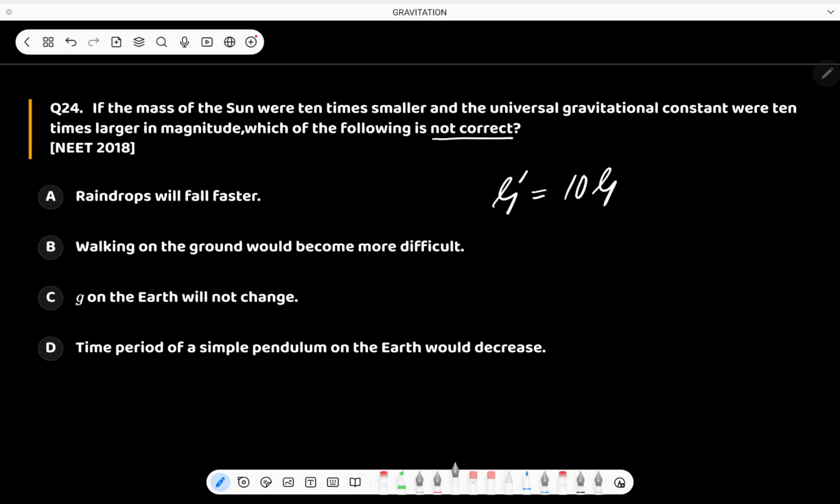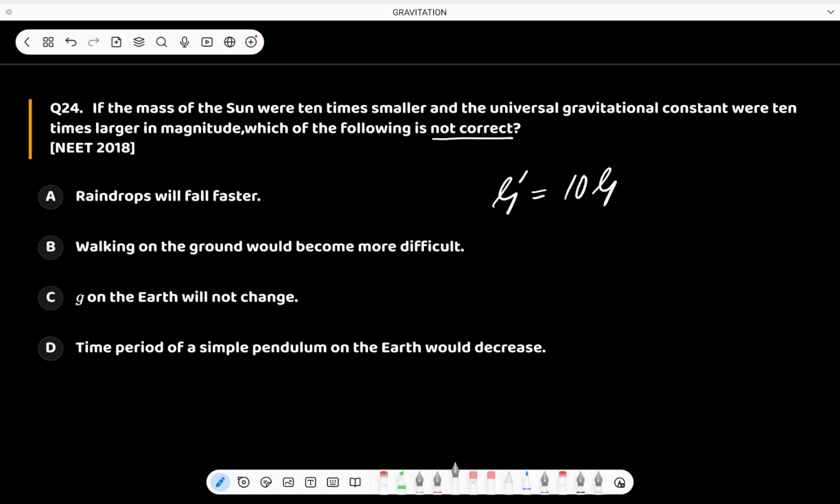Option number 1 is that raindrops will fall fast. It is correct, because acceleration due to gravity is directly proportional to the gravitational constant. When the gravitational constant increases 10 times, that in turn implies acceleration due to gravity will increase 10 times, hence raindrops will fall faster. So this is correct, but we have to find which of the following is not correct.